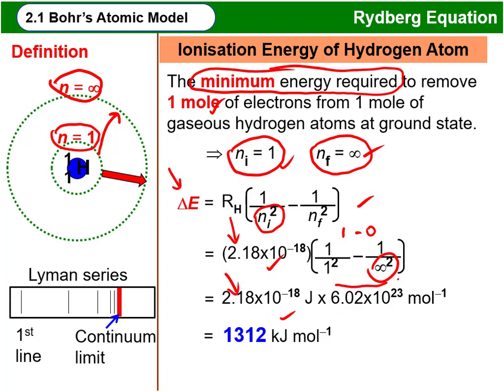Why do you have to times Avogadro? Because you have to make sure it is always for 1 mole of electrons. Get back to the definition, for 1 mole of electrons.